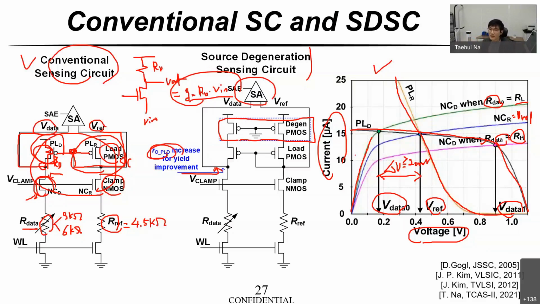However, in this case, what could be the problem? As the previous speaker mentioned, there is variation. The critical factor degrading the sensing margin is the mismatch between the two transistors. It is a local variation, mostly caused by random dopant fluctuation.